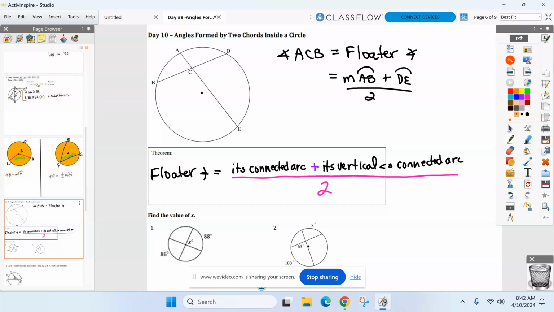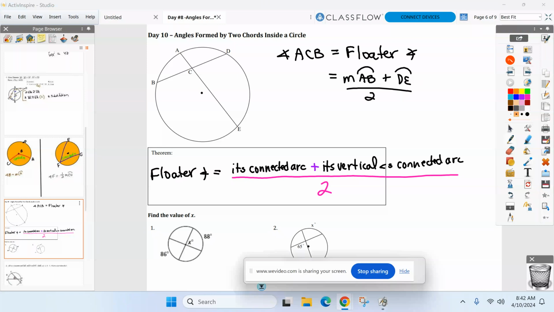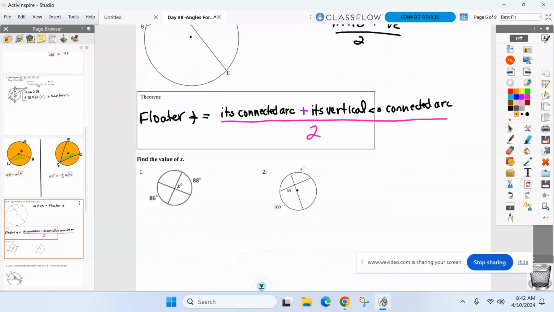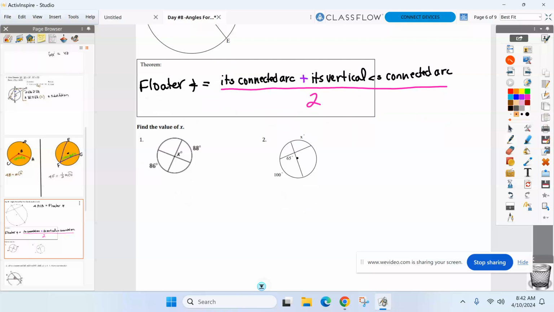All right, let's use it now. I'm going to turn this all over to you guys. This point of intersection is not the center. This is not a central angle. It is a floater angle. So don't assume that that's the center. And the answer is 88? No. It's a floater.